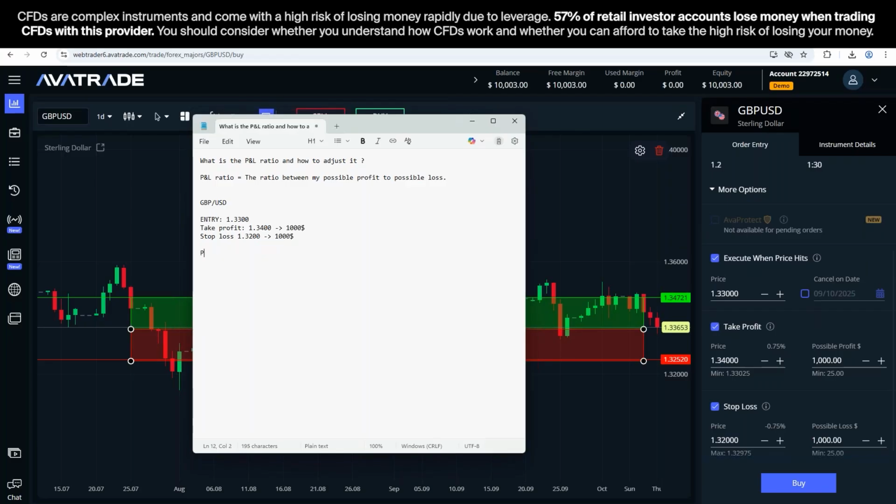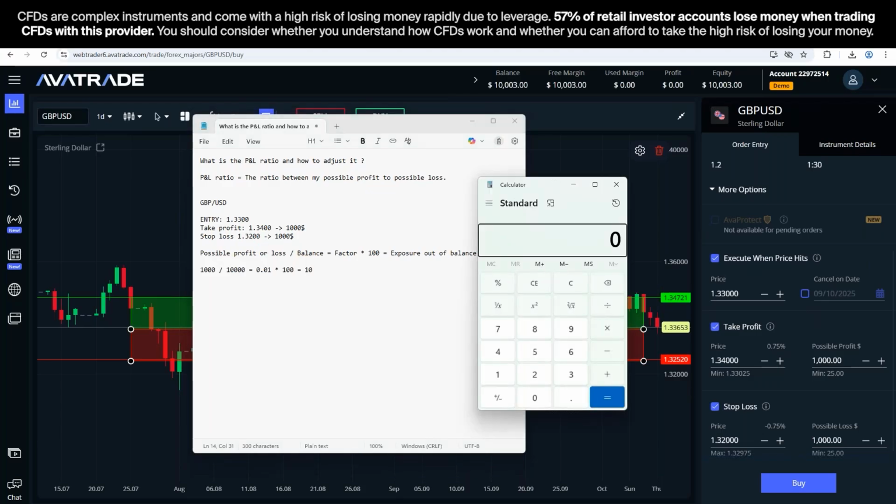What I can do is I can go possible profit or loss divided by balance equals factor, times 100 equals exposure out of balance. Meaning, if I'm going to go 1,000 divided by 10,000, which is our balance, we're going to get 0.01. And if I multiply that by 100, we're going to get 10. Okay, so basically, this can be done very easily.